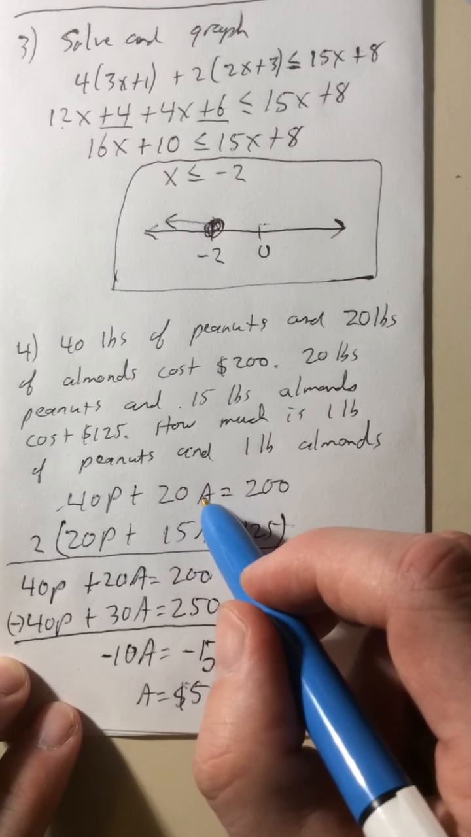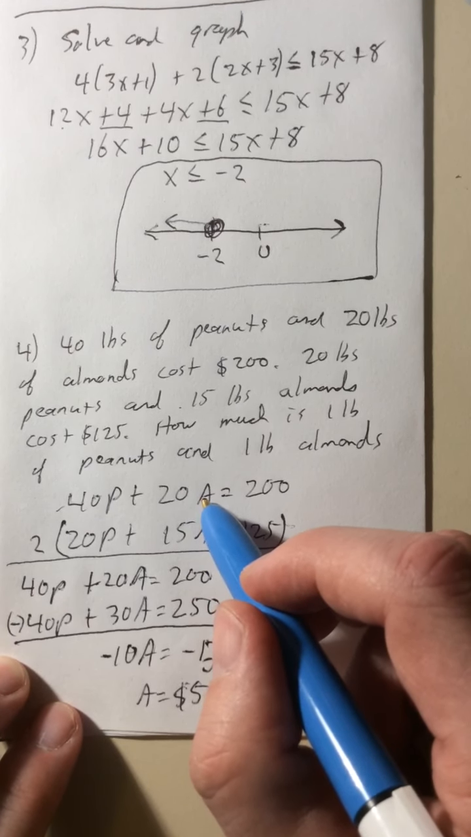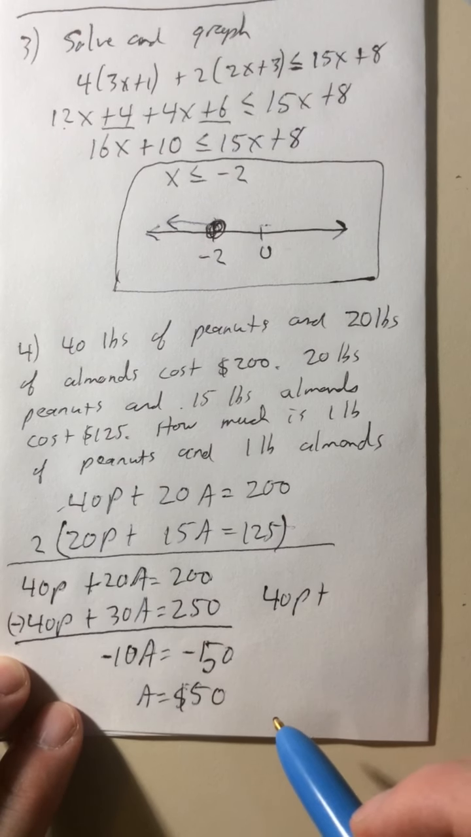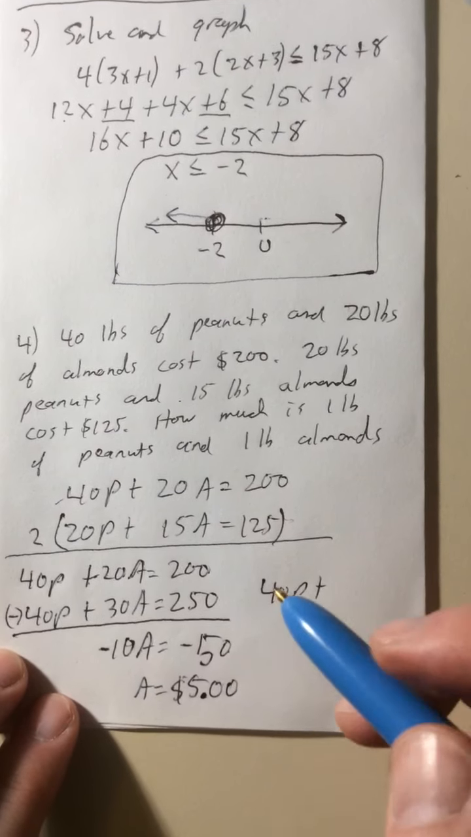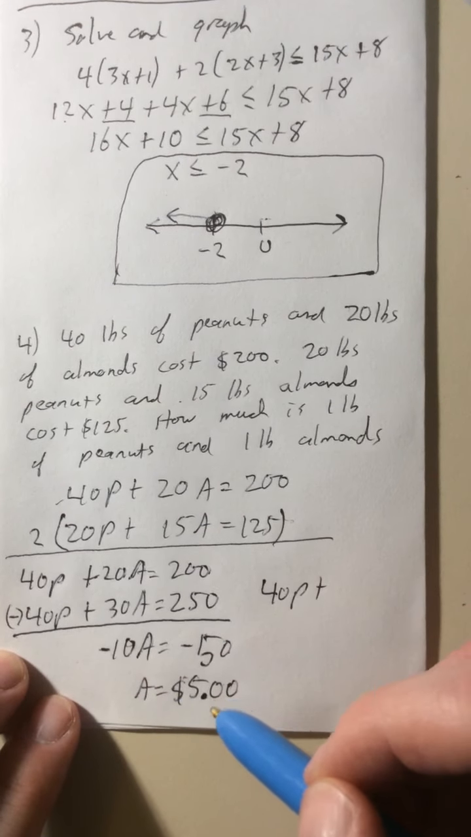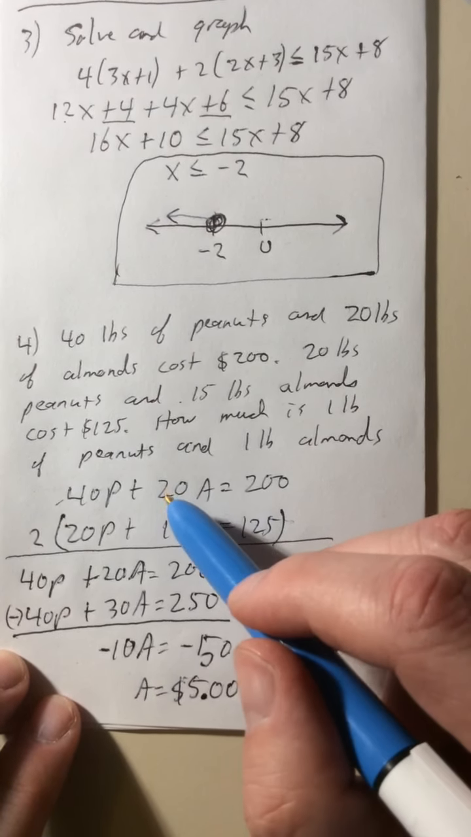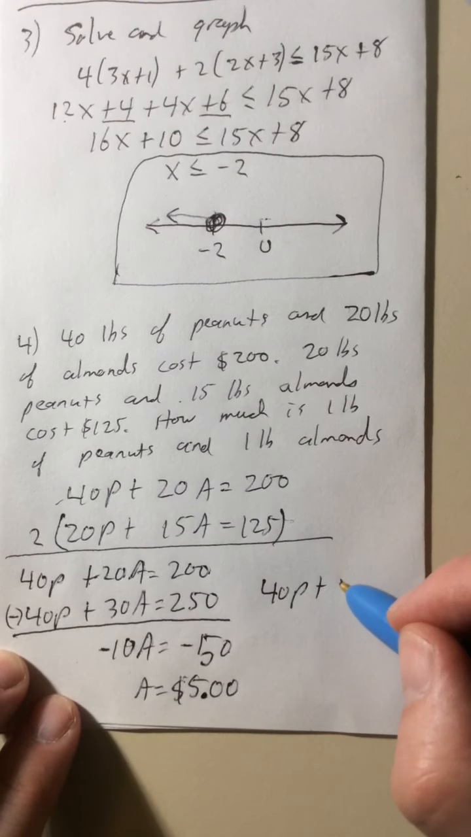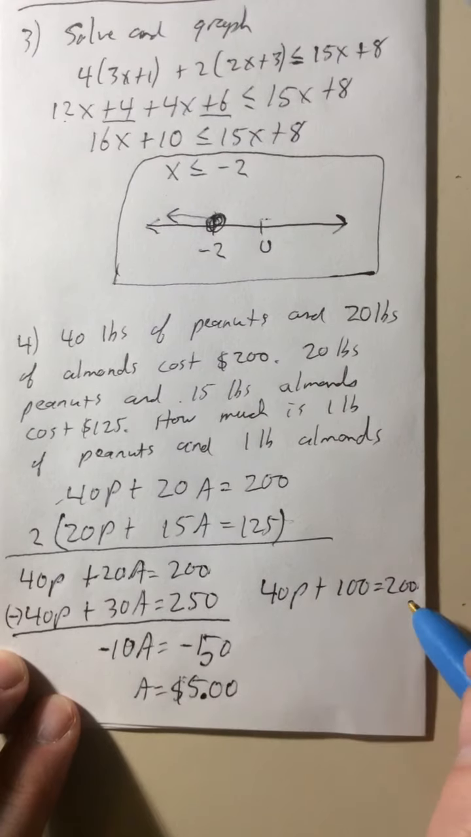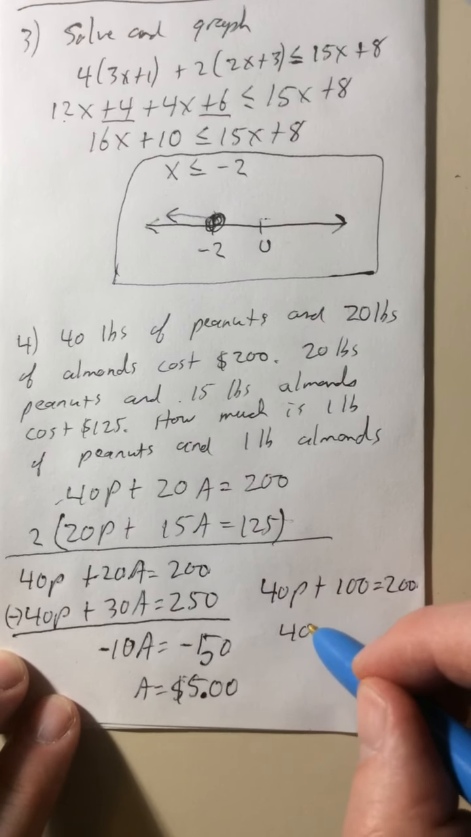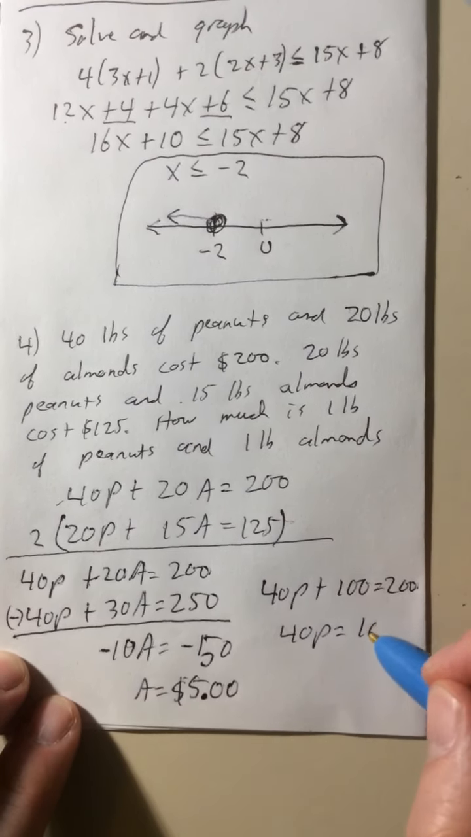I meant to say 5, not 50. 50 divided by 10 is 5, so 5 goes right in here. So 20 times 5, of course, is 100, equals 200. Subtract 100 over, so 40p equals 100.